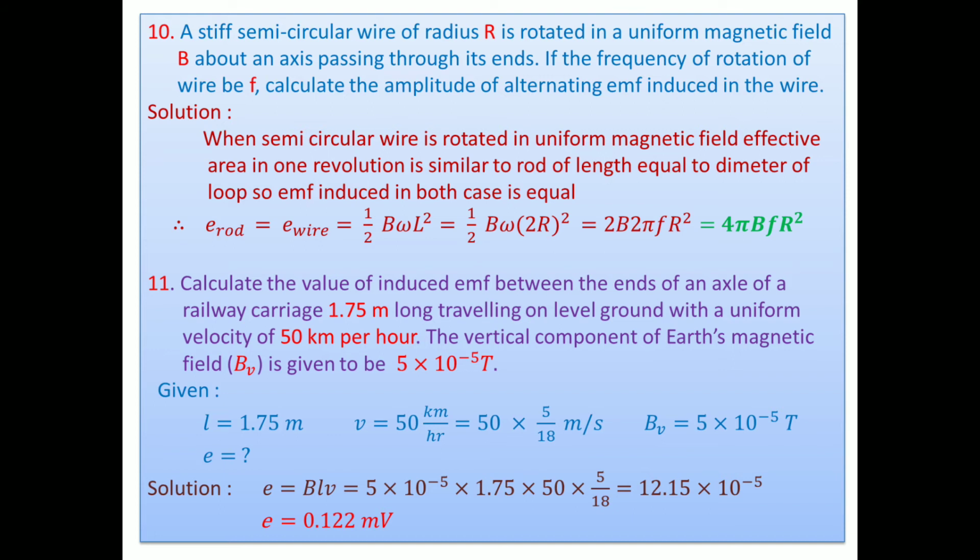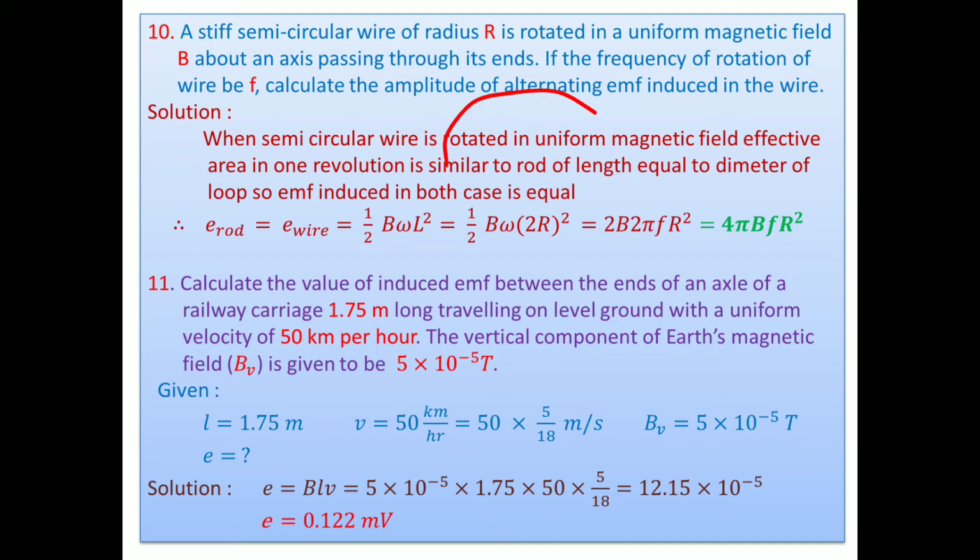A stiff semicircular wire of radius r is rotated in a uniform magnetic field B about an axis passing through its end. If the frequency of rotation of the wire is f, calculate the amplitude of the alternating induced EMF in the coil. It is a theoretical numerical. When a semicircular wire is rotated in a uniform magnetic field, the effective area in one revolution is similar to that of a rod.